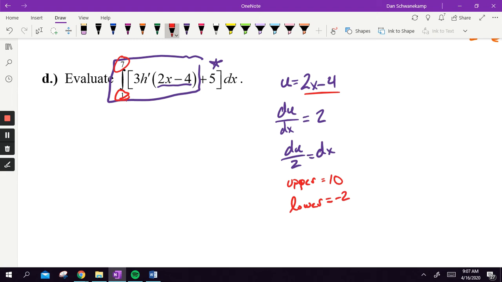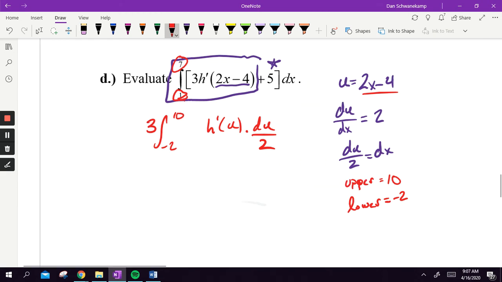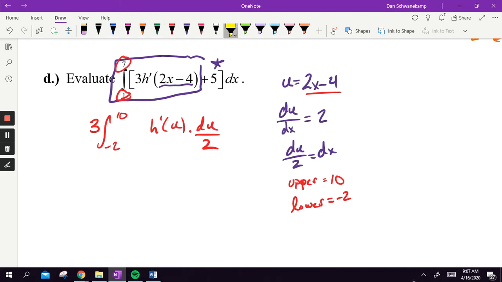So let's set that up. I'm integrating from negative 2 to 10, 3 h prime of u. I'm going to go ahead and pull that 3 out in front because it's just a 3, times du over 2. All right. Let's take a break real quick and let's look at this guy.